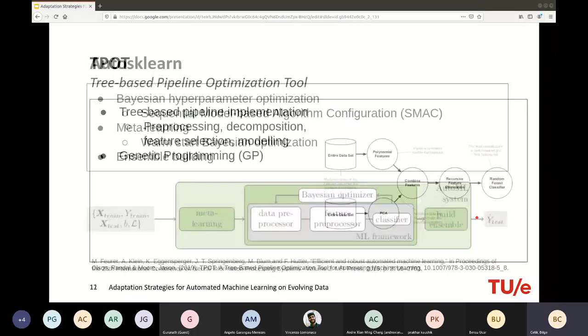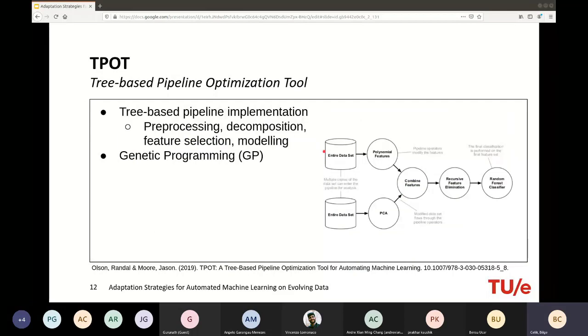Another popular approach other than Bayesian optimization is evolutionary computation. TPOT is one of the most popular libraries using this approach, and they use genetic programming. So how do they do that? They structure the machine learning process as GP primitives and construct a GP tree out of it. So here you can see an example of a tree-based machine learning pipeline. The data set flows through the pipeline operators, which will add, remove, or modify the features in a successive manner.